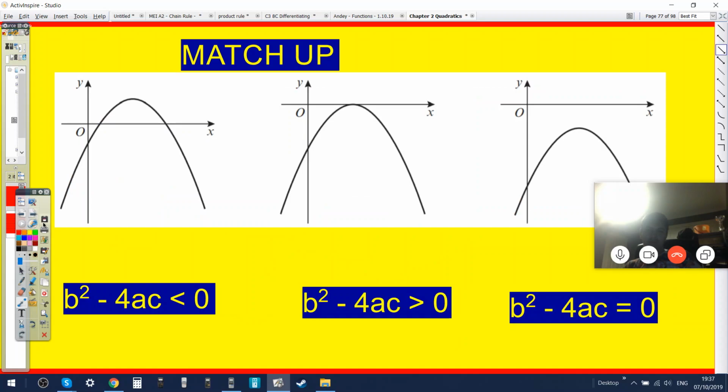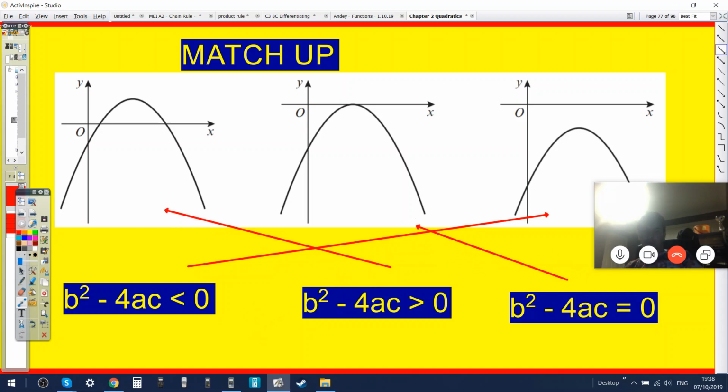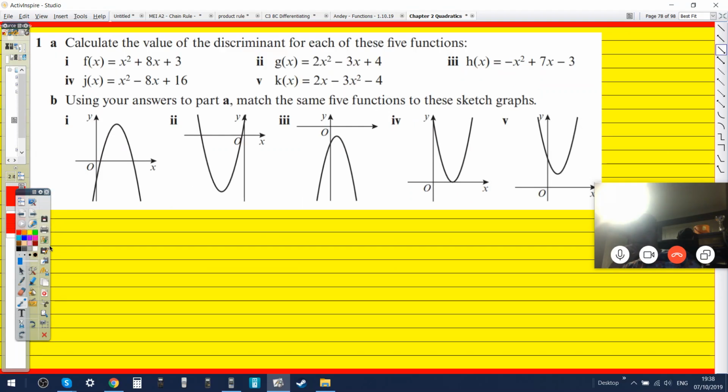Okay. How about this? So b squared minus 4ac is less than 0 will be the third one. Oh sorry, b squared minus 4ac is bigger than 0 will be the first one. And then b squared minus 4ac equals 0 is the second, middle one. That's it. Great. Okay. So find the discriminant for the first one and say which one it matches up with.